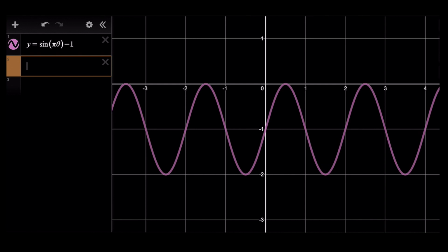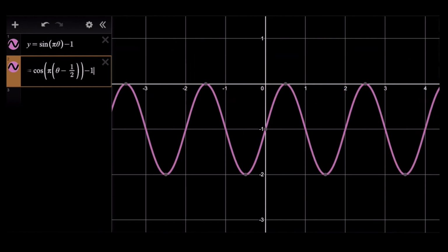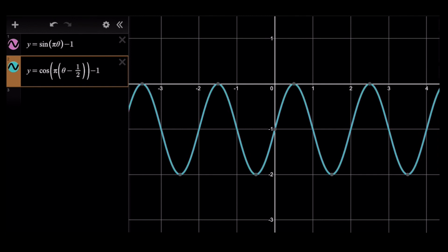So first I can graph y equals sine of pi theta minus 1, and I'm seeing here that this graph looks like what I started with. It has a period of 2, we're shifted down to -1, and the amplitude is 1. Then when I type in my cosine option, I'm doing cosine of pi times theta minus 1/2, all minus 1, and we're seeing that it lines up perfectly. So there you go, we can also write it as cosine.